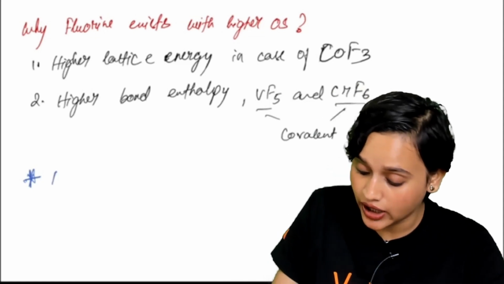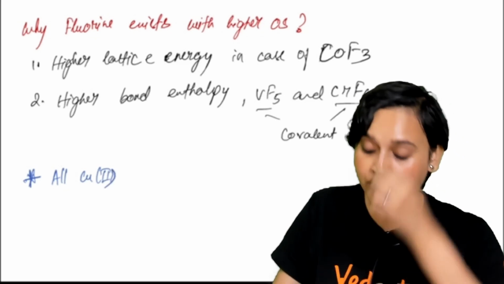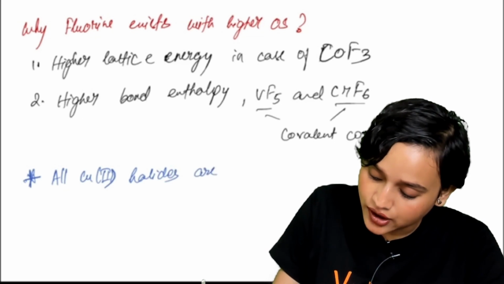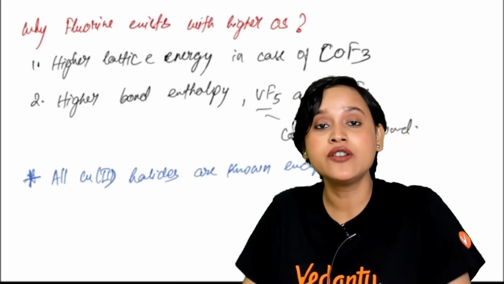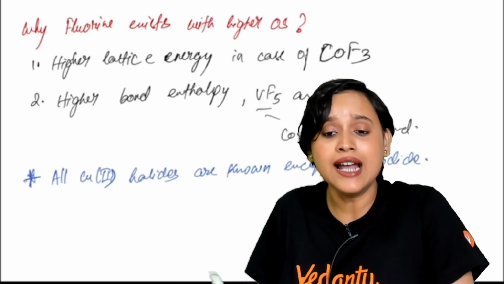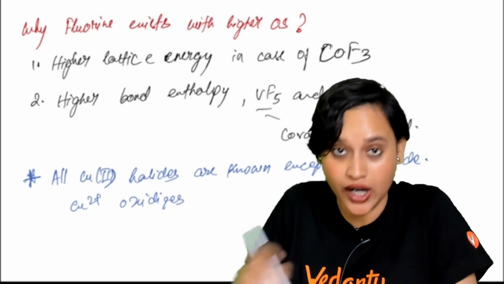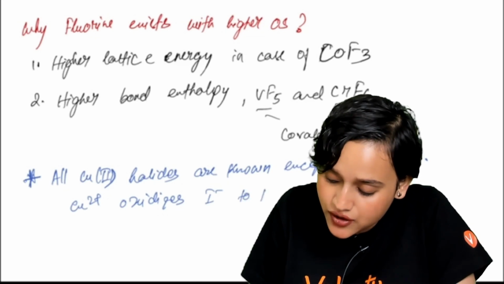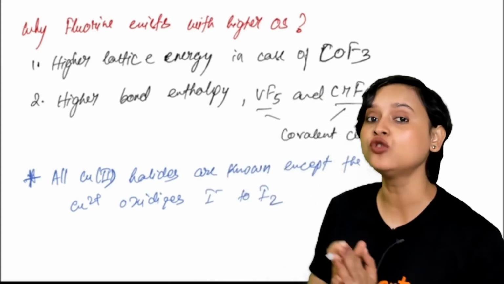Again, this is also there in your NCERT book, but just letting you all know that all Cu2+ halides, copper at +2 oxidation state, halides are known, except you would have never heard of copper with iodide. Why is that so? That's because Cu2+ oxidizes I minus to I2.